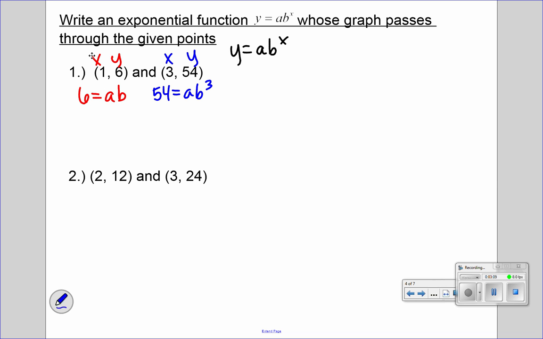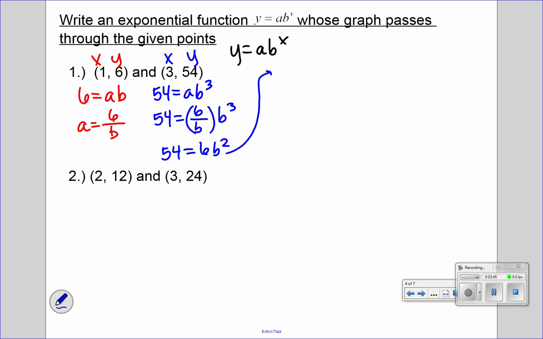So what we can use is substitution. I'm going to solve for a. To solve for a, it's going to be 6 over b because we divide by b. And we can substitute in 6 over b for the a in the other equation. So we can make this 54 equals 6 over b times b cubed. If we simplify this, this becomes 54 equals 6b squared. And then we can divide by 6 and get 9 equals b squared. So b is equal to 3 if we square root both sides.